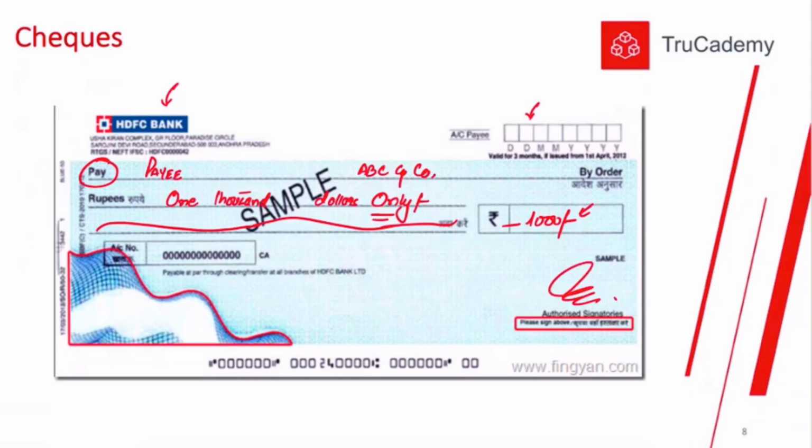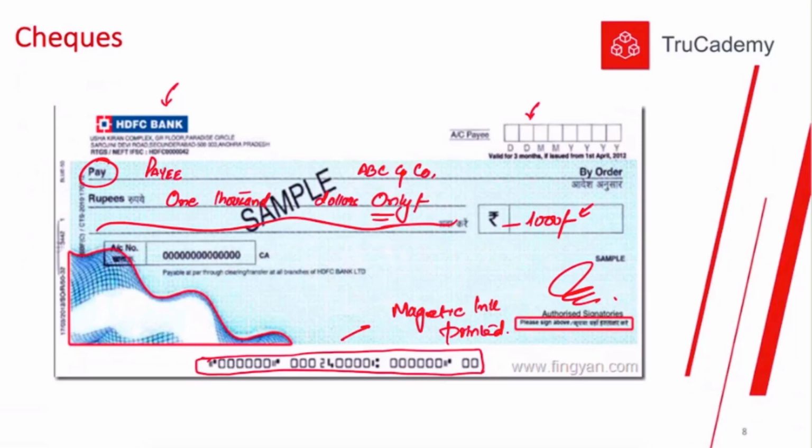Then here I will put a sign, and all these codes, basically these are magnetic printed codes, magnetic ink printed codes by the bank, just to verify who is the account holder and what is the information related to the account holder. So this is how a typical check looks like.